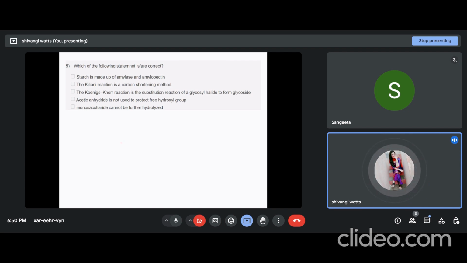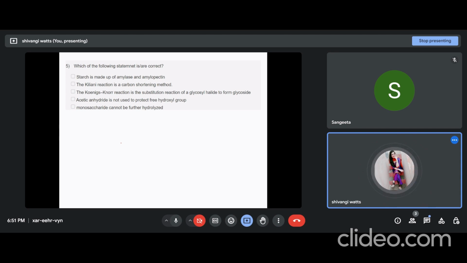The fifth question is which of the following statements is correct? The first option is starch is made of amylose and amylopectin. The second option is the Kiliani reaction is a carbon shortening method. The third is Koenigs-Knorr reaction is the substitution reaction of glycosyl halide to form glycoside. The fourth option is acetic anhydride is not used to produce free hydroxyl group.